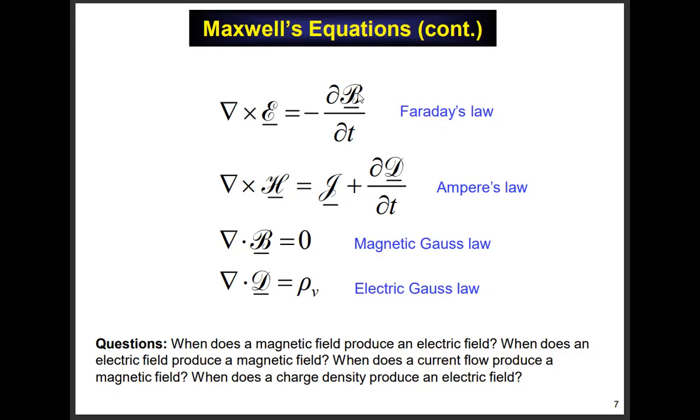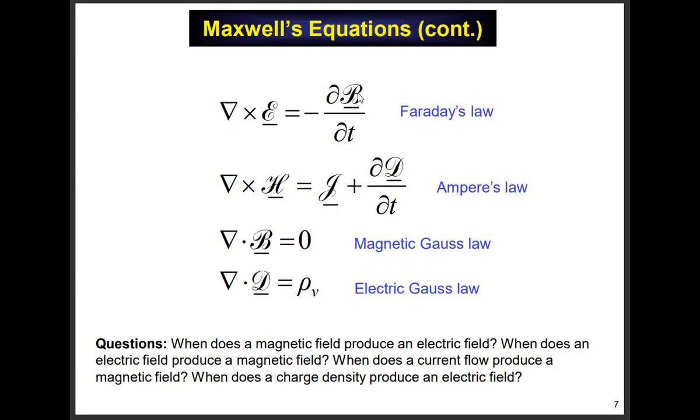I can have as strong a bar magnet as you want, or even an electromagnet with a DC current, but it's not going to produce an electric field. It only produces a magnetic field, right? Okay, but if a magnetic field changes with time, that produces an electric field.